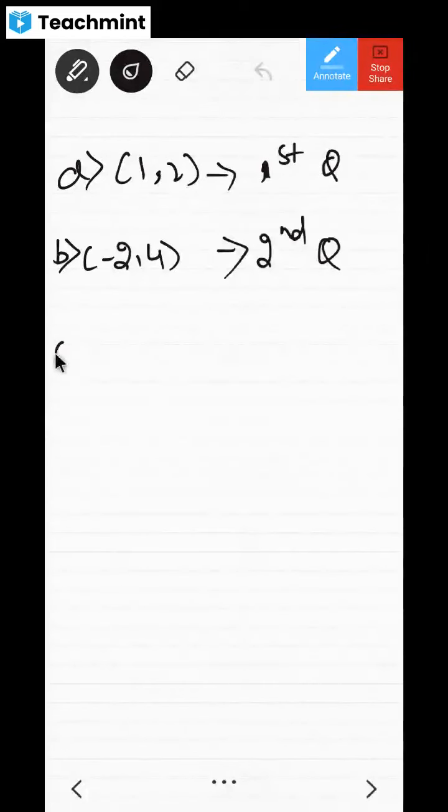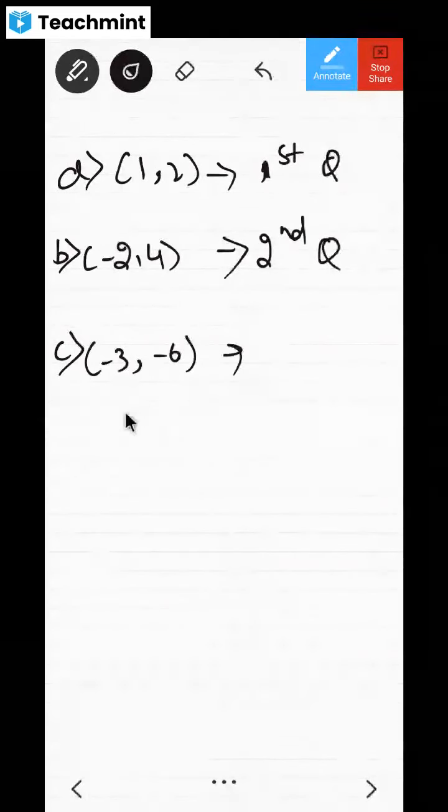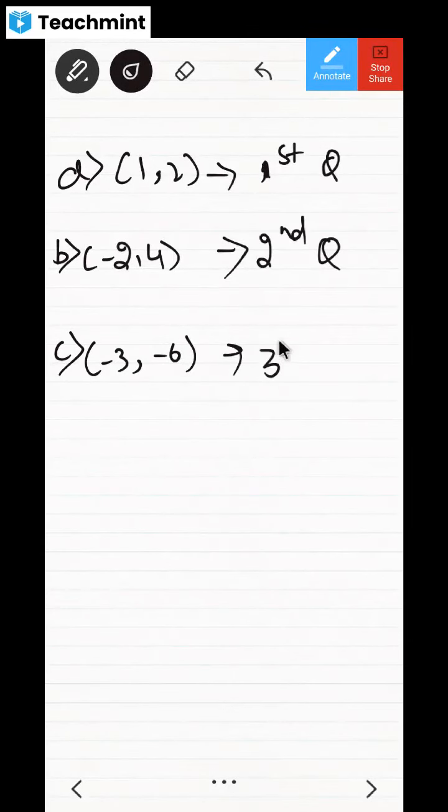Now tell about this. See, minus 3 comma minus 6. So where does it come? How do you have to think? Minus 3 means negative x-axis. And minus 6 means negative y-axis. That means third quadrant, no, dear children? That's how you are supposed to think. All right?